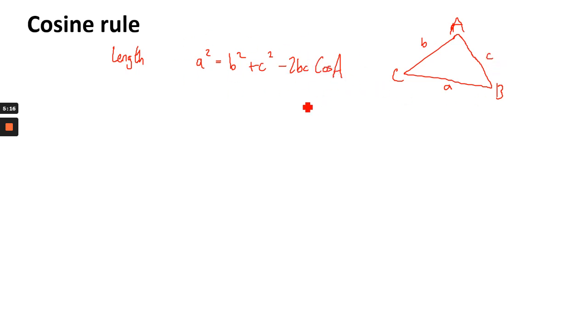So that's for lengths. Now, to rearrange this to work out an angle, say we wanted to work out this capital A here, we need to rearrange this formula. So I'm just going to show you how you do it. You can either just remember the formula or remember this one and then rearrange it.